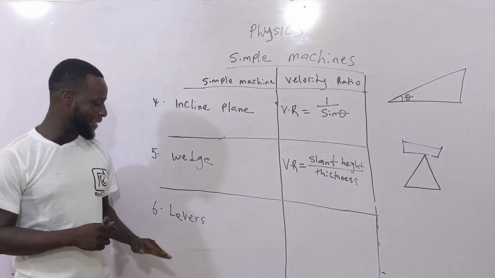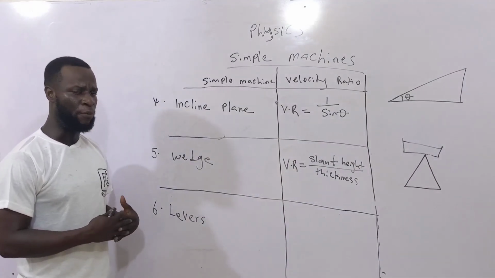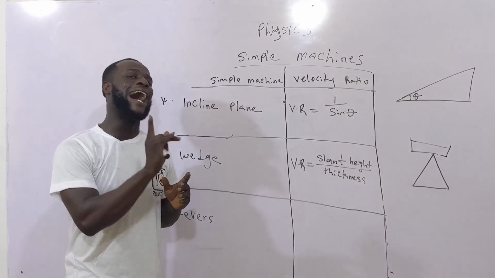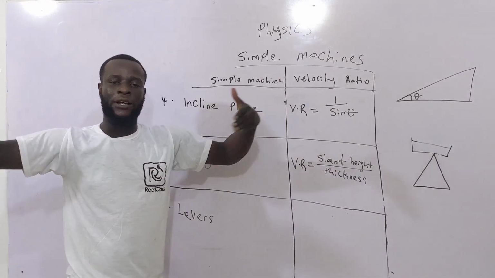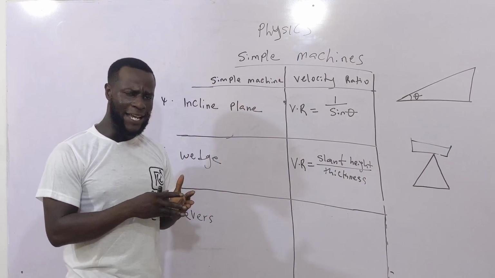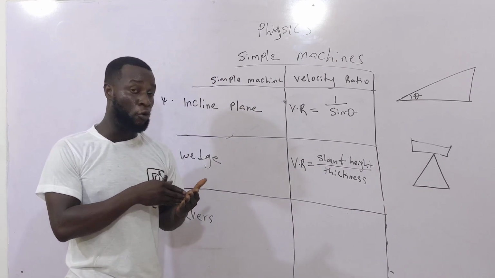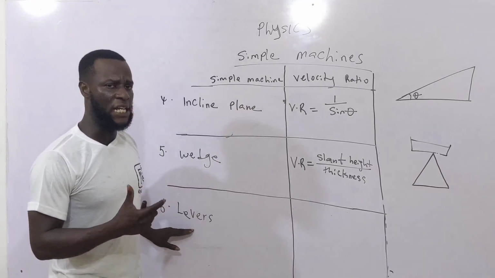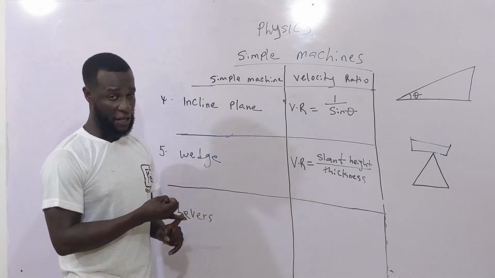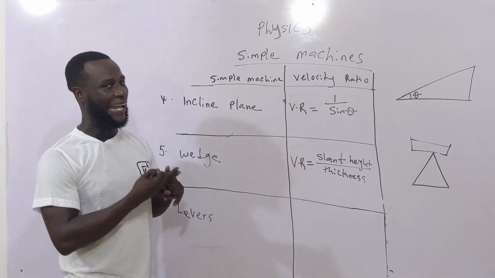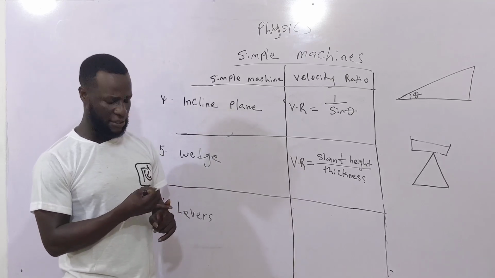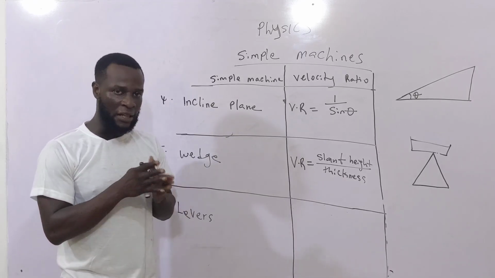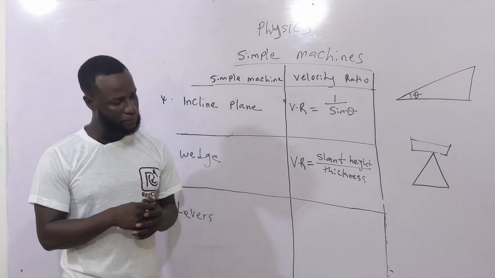The last one we are going to look at is the lever. Levers are simple machines. A lever simply consists of a rigid bar that is pivoted at a point where effort and load can be applied at various points. Based on where you have your fulcrum or pivot, your load, and your effort, levers can be classified into first order lever, second order lever, and third order lever. You may hear first class lever, second class lever, and third class lever. Class or order can be used interchangeably.